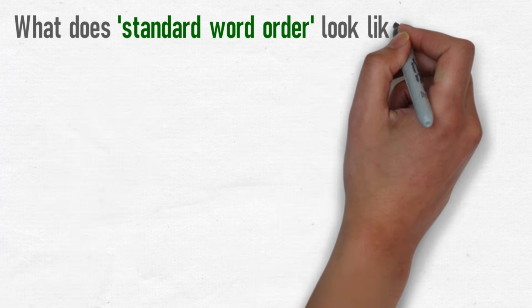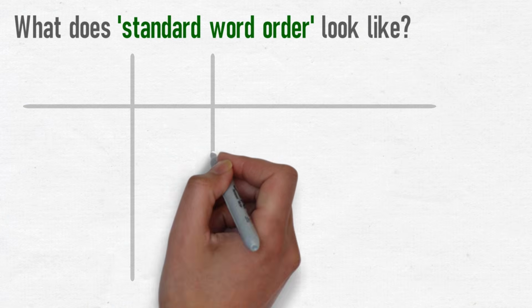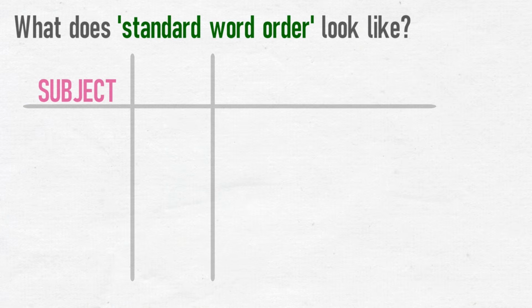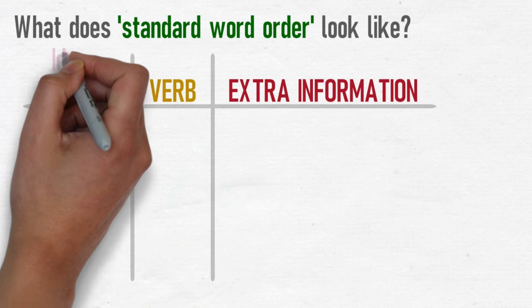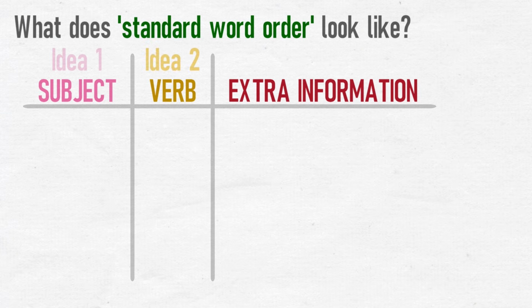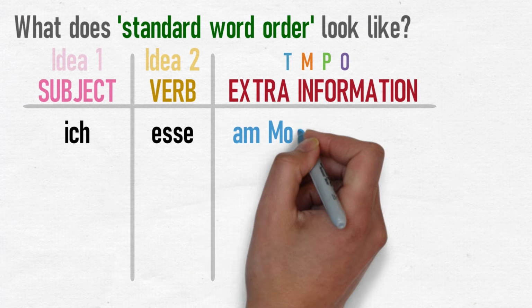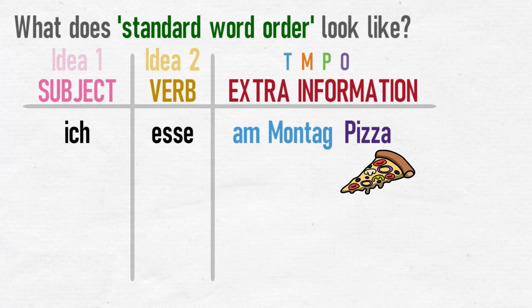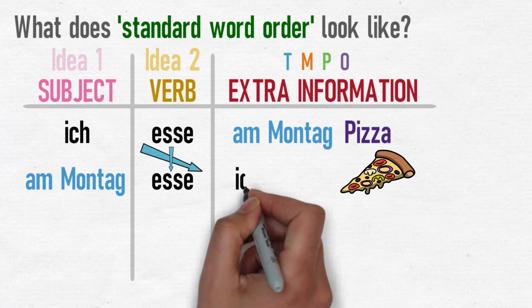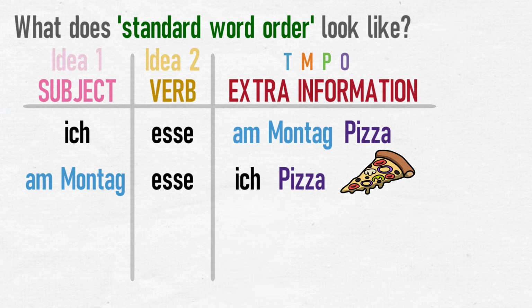We learned in the previous video that the standard German word order of the present tense is subject, verb, extra information, meaning that the verb is the second idea in the sentence. Thus, a sentence such as Ich esse am Montag Pizza, I am eating pizza on Monday, is a correct sentence. If starting with the time phrase, am Montag, we also learnt that we need to employ inversion to ensure that the verb remains in the second position. Am Montag esse ich Pizza. On Monday, I am eating pizza.